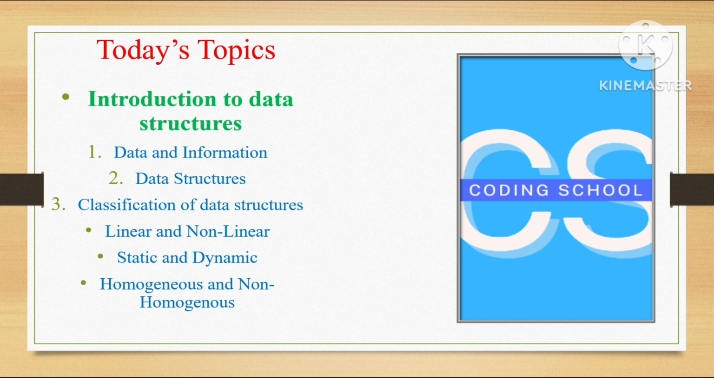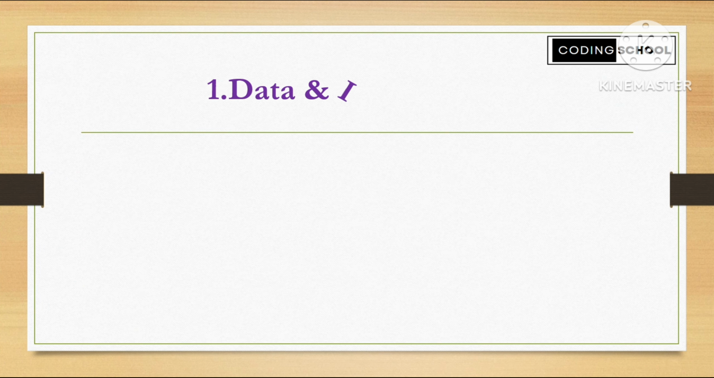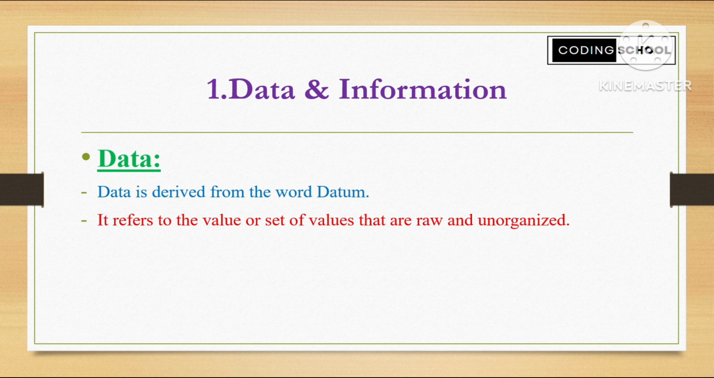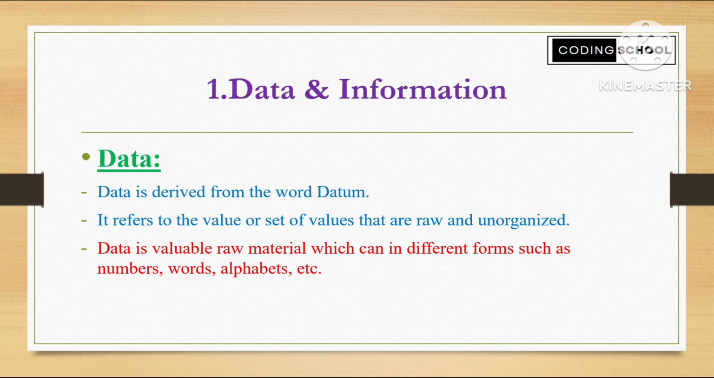So today we are going to study what is the meaning of data and information, what is data structure and classification of data structures. Our first topic is data and information, in which we will study what is data. So initially data is derived from the word datum. It refers to the value or set of values that are raw and unorganized. Data is valuable raw material which can be available in different forms such as numbers, words, alphabets, etc.